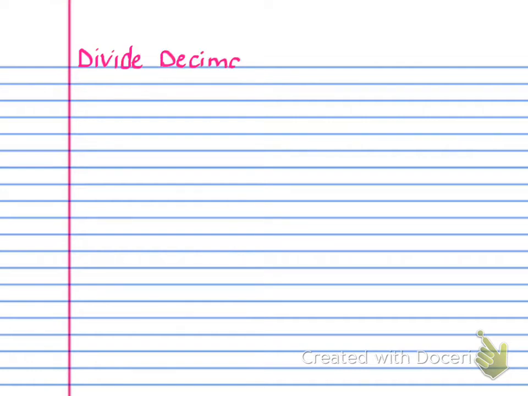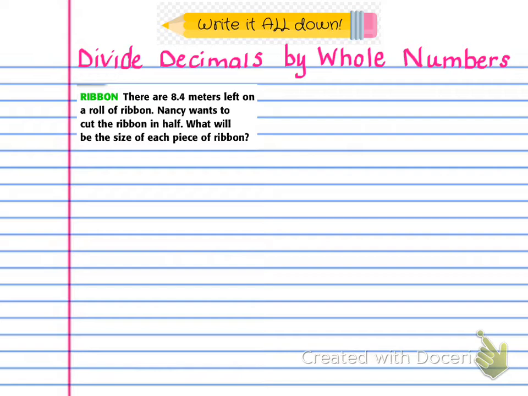The first thing I'd like you to do is, in your composition notebook, head your paper with "divide decimals by whole numbers," and then write the following problem down. It says there are 8.4 meters left on a roll of ribbon. Nancy wants to cut the ribbon in half. What will be the size of each piece of ribbon? Right away, we're going to jump into a word problem here.